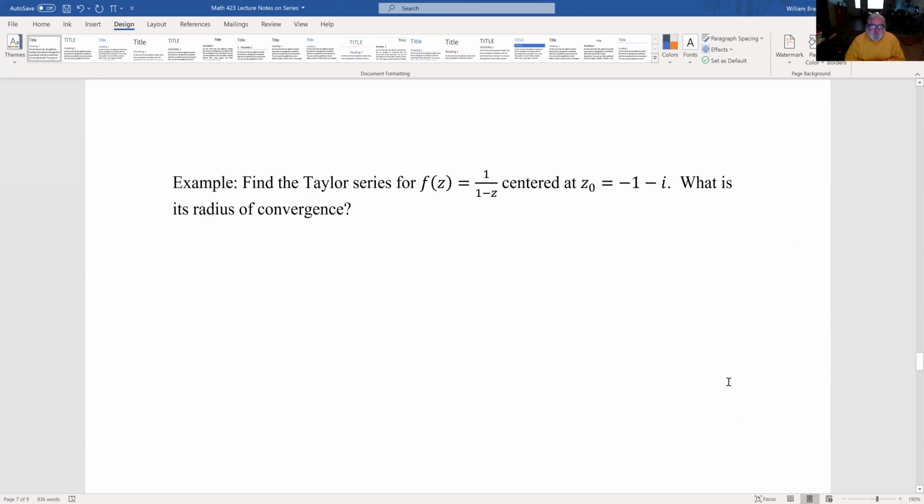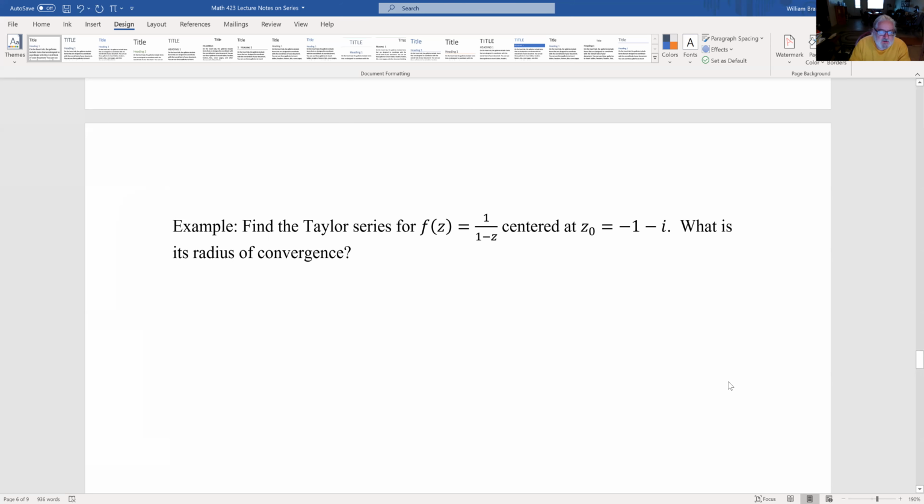What's the Taylor series for f of z equals 1 over 1 minus z centered at z0 equals minus 1 minus i, and what is its radius of convergence? So we'll do the radius of convergence first.